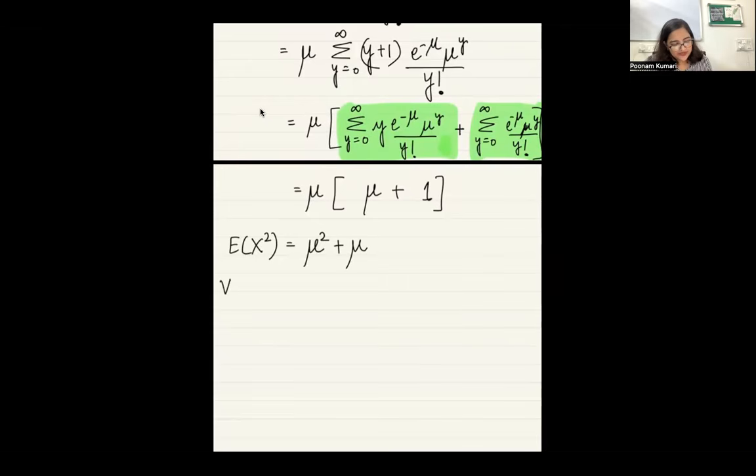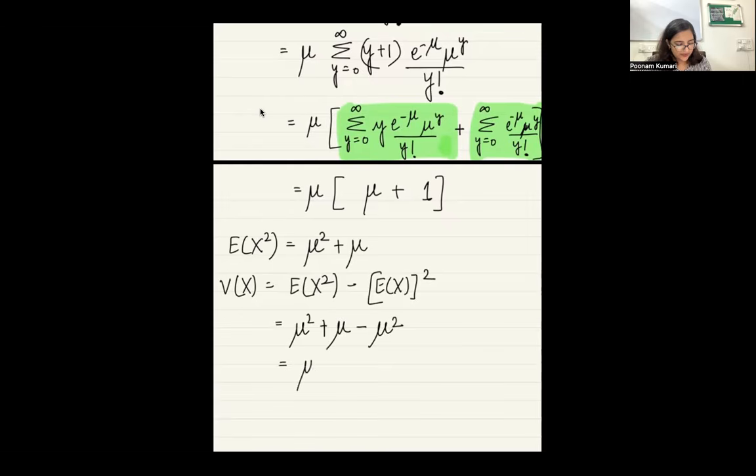And then what is the variance of X? Expected value of X square minus expected value of X whole squared. This value is mu square plus mu. And what is this value? Minus of mu squared. So what is this value again? Mu.